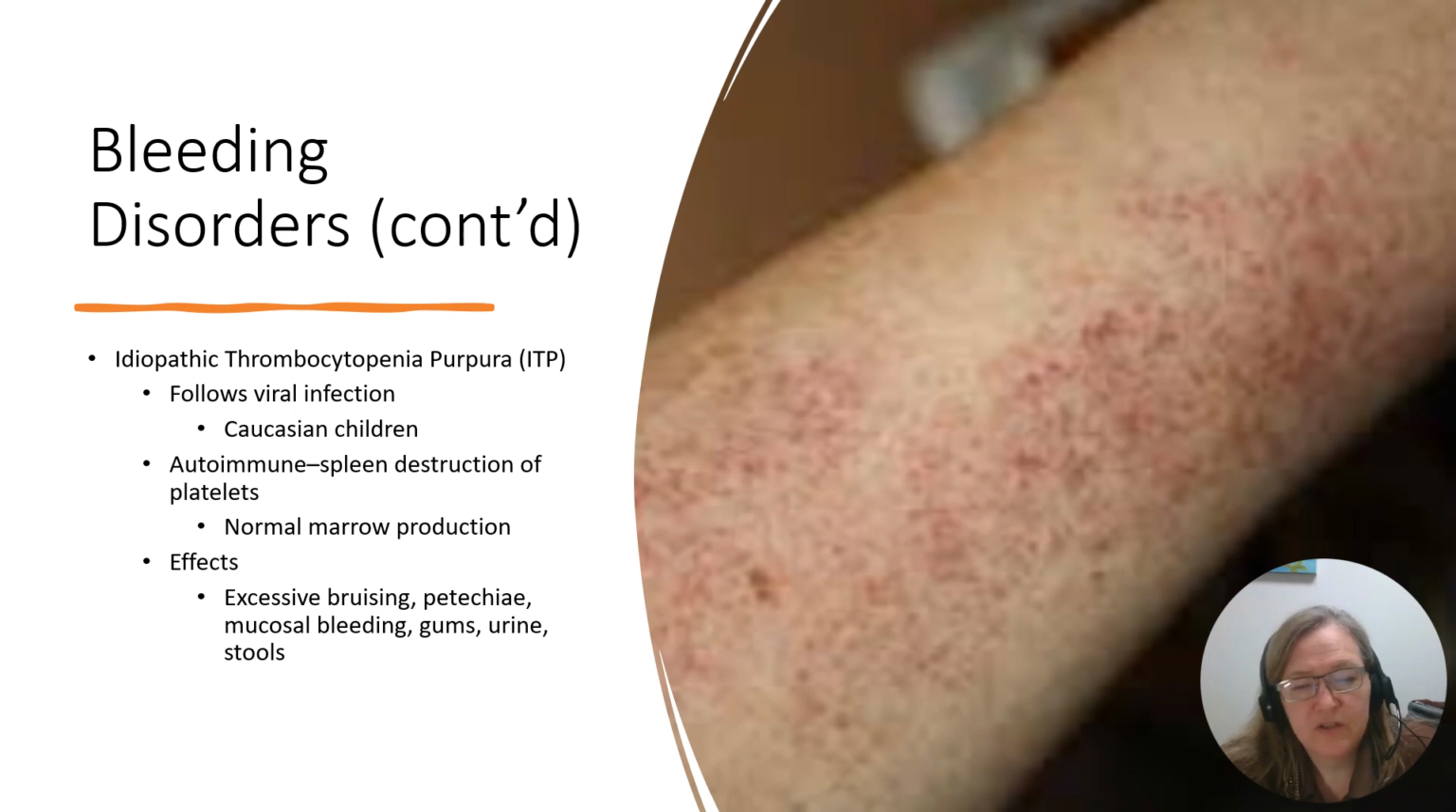Now this one is called idiopathic thrombocytopenic purpura. This is often confused with petechiae. The terms can be used interchangeably. Lots of things can cause petechiae, but this is associated with a particular disease process called ITP. It is more common in Caucasian children, and it often follows a viral infection. This particular disease process is an autoimmune disease caused by destruction of platelets in the spleen.